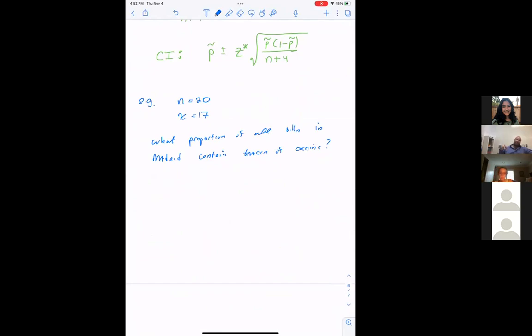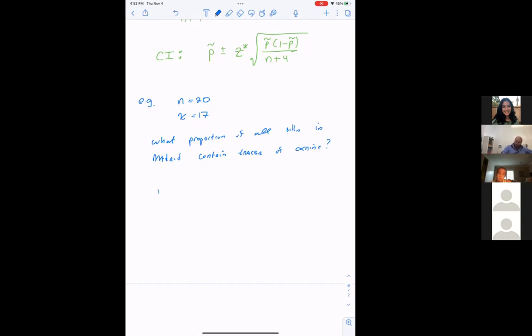Well, next best scenario, am I allowed to use a small sample confidence interval? Well, when am I allowed to use a small sample confidence interval? If N is greater than or equal to 10. Is N greater than or equal to 10 here? Yes. So I can't use the large sample confidence interval, but at least I can use a small sample confidence interval.